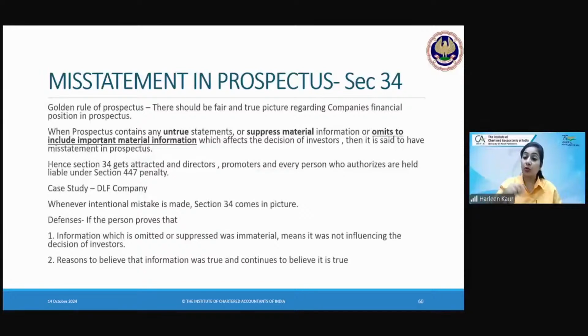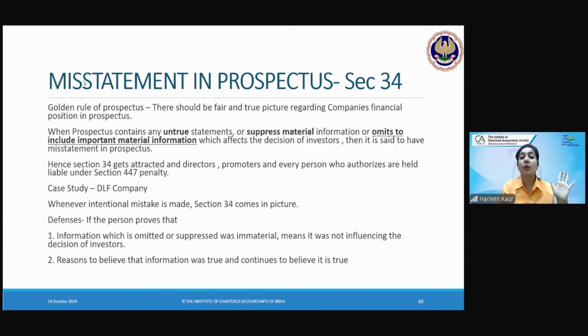All the directors, promoters, all those who have signed or authorized the prospectus will come under the purview of this. So it is very dangerous. So they can take shelter. Law says Section 34, criminal liabilities under Section 34. If you have made any untrue statement, any misleading, any false statement, any suppression of material facts, the golden rule says everything has to be correct and fairly disclosed. If you have made any such mistakes, you are going to come under Section 34. But Section 34 will not be applicable.